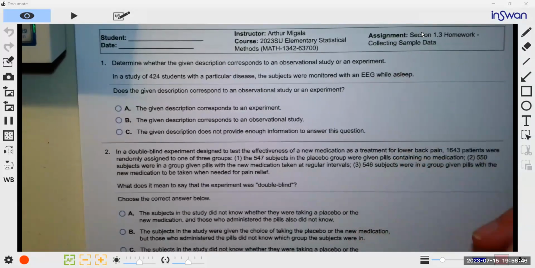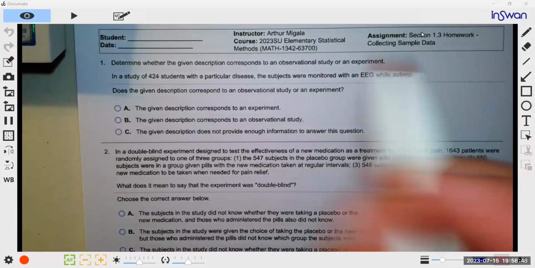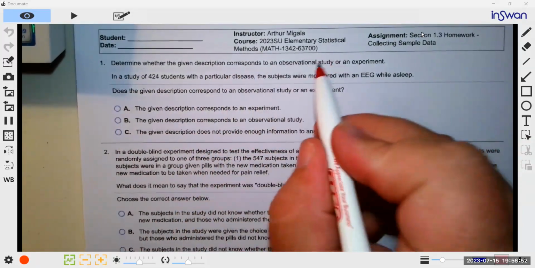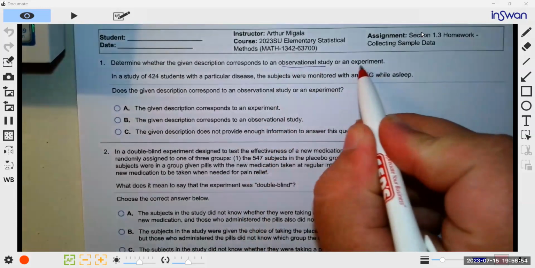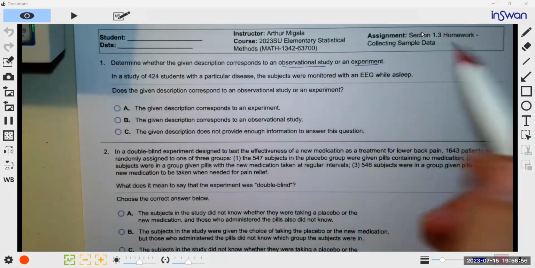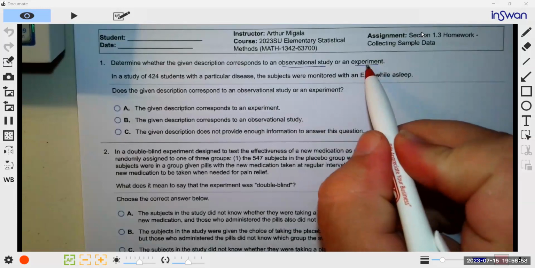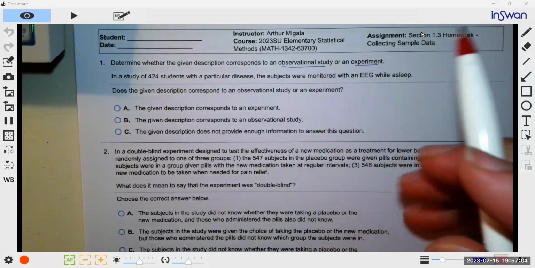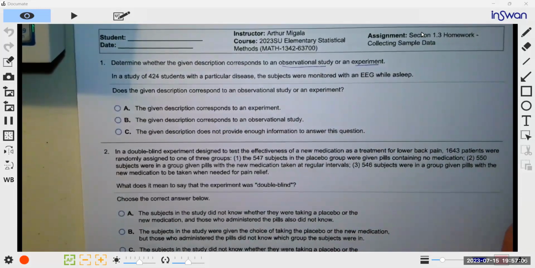Let's look at these. Number 1, determine whether the given description corresponds to an observational study or an experiment. Remember the difference of the two? An experiment is where you interject a treatment of some sort. You change something. Observation is you cannot influence anything. You have to be just an observer.